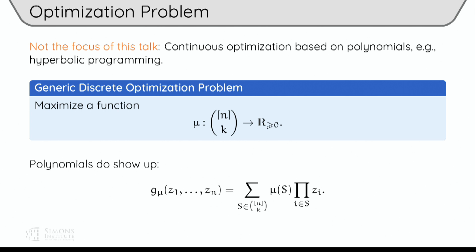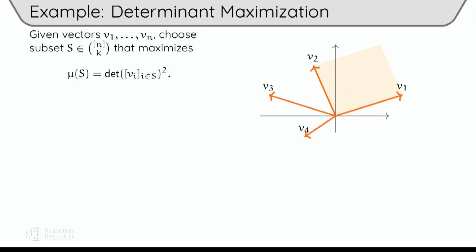Just to make sure we are all on the same page, for each subset of size k, you form a monomial out of the n variables, and the value of the function gives you the coefficient of that monomial in the polynomial. There is one very specific example of discrete optimization that's going to show up a lot in this talk, and that's when this function is given by a determinant. Think of n vectors in some Euclidean space, and you're assigning to every subset of size k of them the determinant, or the volume spanned by the vectors in that subset, squared. As many people here probably know, these are the coefficients of a very useful polynomial. It's a determinantal polynomial.